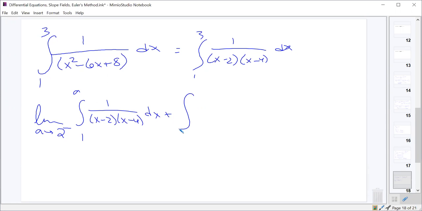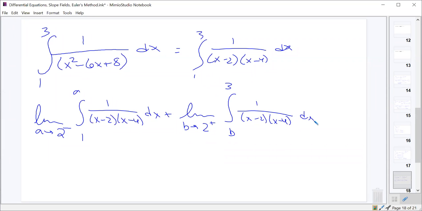Plus the limit as b approaches 2 from the right of the integral from b to 3 of 1 over (x minus 2)(x minus 4). How do we have to do that integral? Each of those integrals has to be done using a partial fraction decomposition.